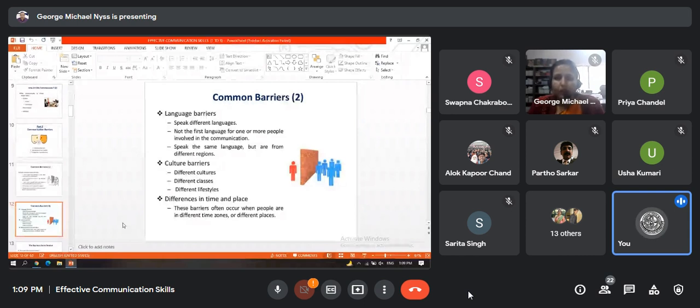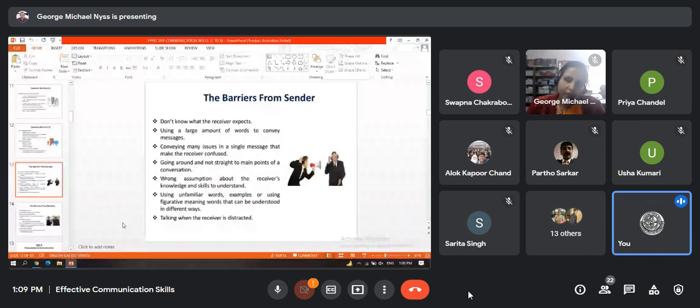Okay. Now, what are the barriers from senders? Let us see what they are. They don't know what the receiver expects. Using a large amount of words to convey messages, conveying many issues in a single message that make the receiver confused. Sometimes they go around and not straight to the main point of a conversation. And what is the main point? They are going around and around. Sometimes wrong assumptions about the receiver's knowledge and skills to understand. Sometimes they use unfamiliar words such as figurative meaning words that can be understood in different ways. Sometimes they talk when the receiver is distracted. He or she doesn't want to listen to anything. So these barriers come from the sender's side.